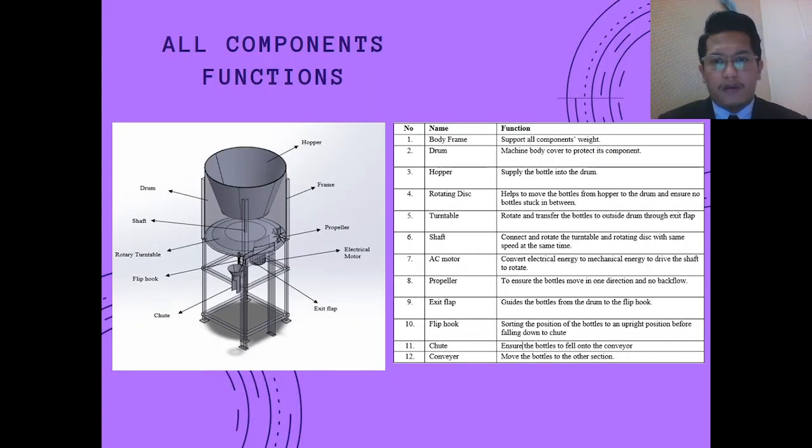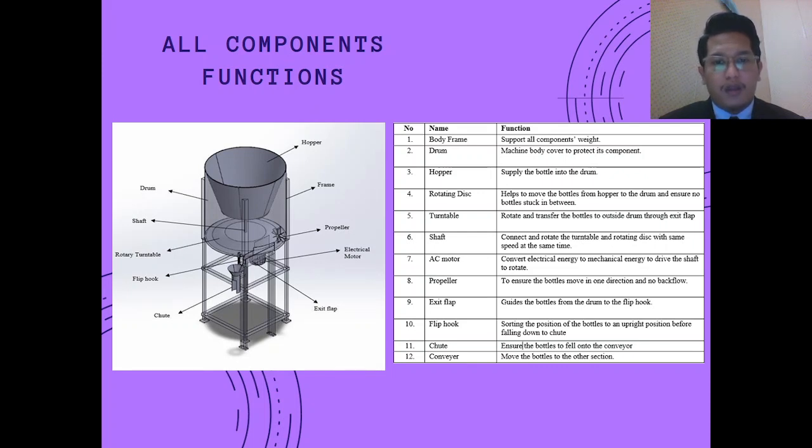Okay, so for the components and their functions: firstly, the body frame, the base that will support and hold all the components; then the drum, as a cover to protect the components inside, and the bottles. The hopper is a place for the worker to supply the bottles to the drum. The rotating disc helps the bottles move from the hopper to the drum and makes sure that no bottles get stuck in between. And then the turntable in the drum will rotate and move the bottles outside the drum to the exit flap.